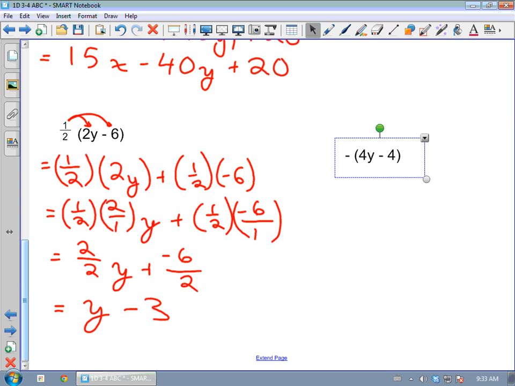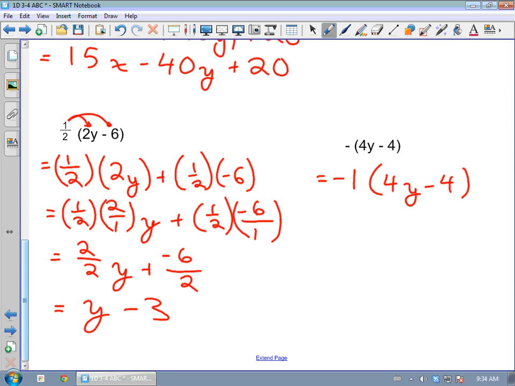All right. Last example here. We've got negative 4y minus 4. Now, we don't see any number out in front. We just see this negative sign that's all by itself here. If we don't see a number, what number do we assume is there? Right. So in this case, we assume that this is actually negative 1 times 4y minus 4. Now we can do our expanding here. We'll have negative 1 times 4y plus negative 1 times negative 4.